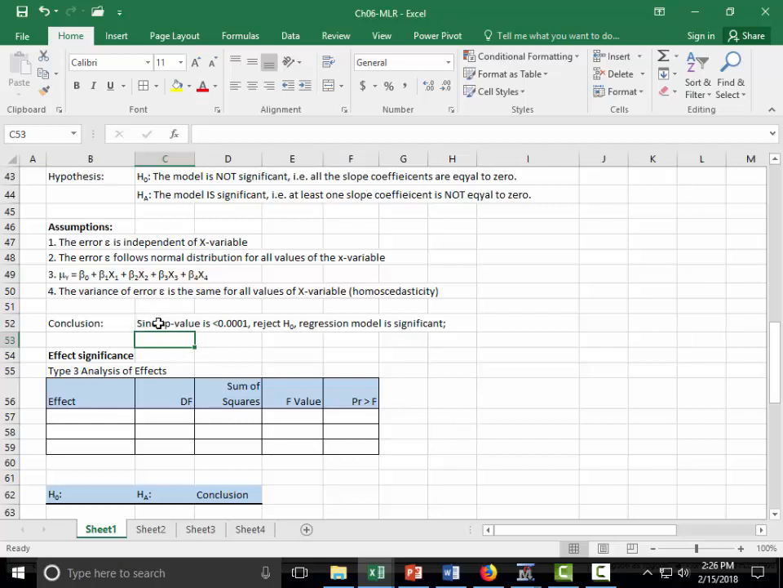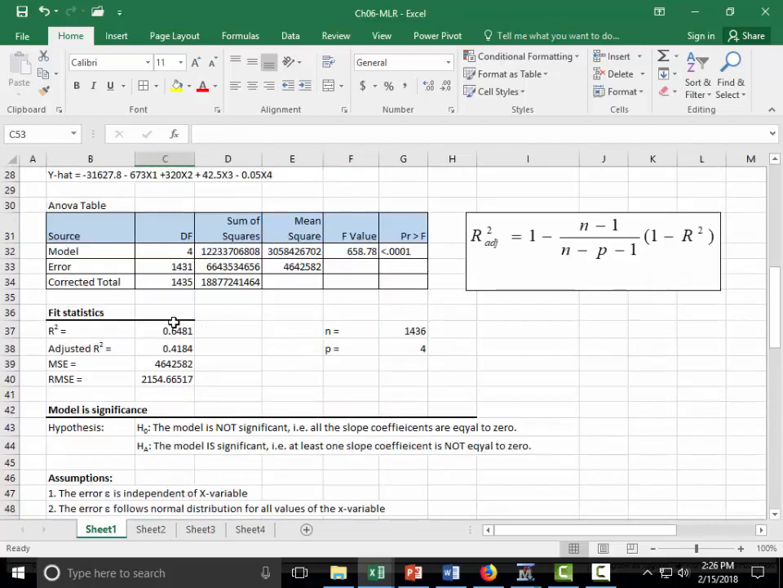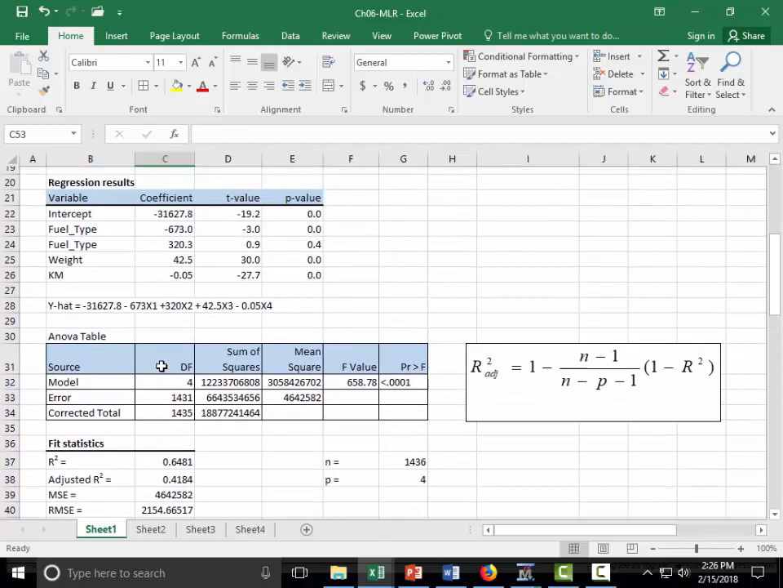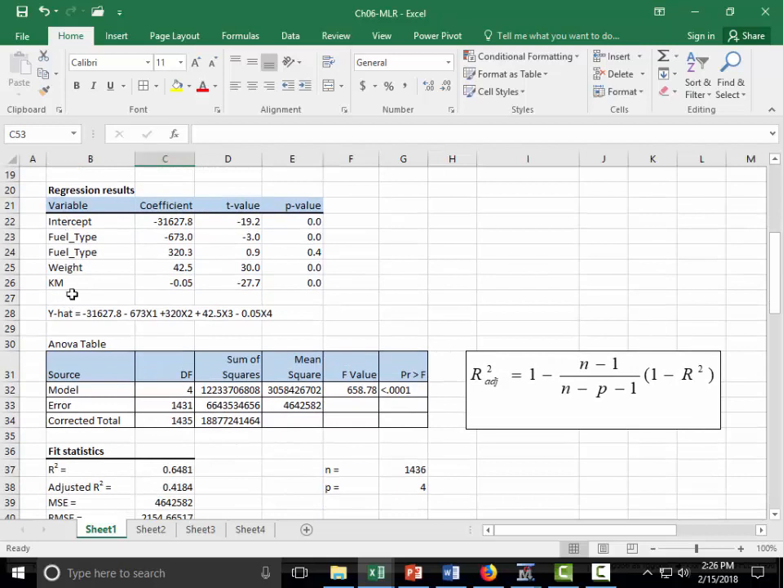But what about, so all this says is that at least one slope coefficient is different from 0. It doesn't say which one or whether all of them are, okay, we don't know. So we need to test individual coefficients. So there are two places where you get these p-values.